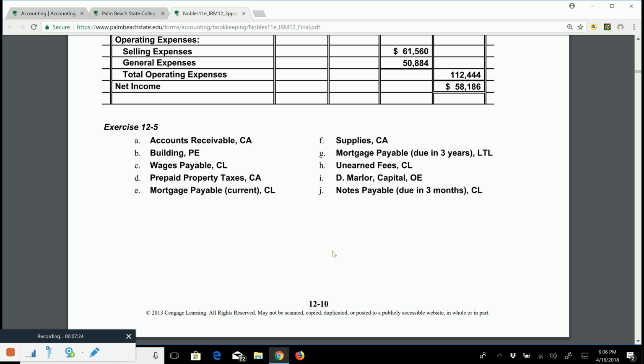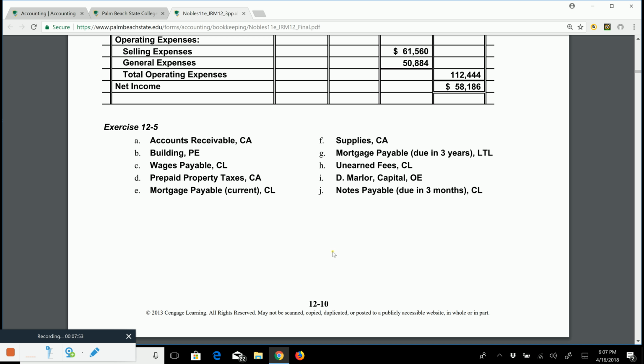Wages payable, this is a liability where we owe monies to our employees for pay. That is typically done in the very near future. That would be considered a current liability. Prepaid taxes, just like we learned earlier in the semester, when we prepay expenses, that is an asset. And it is always a current asset. It's going to be used up typically within the year.